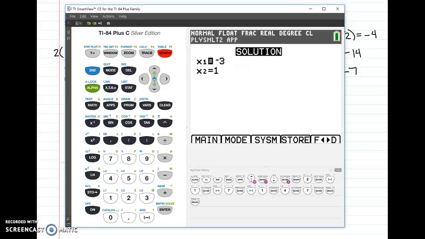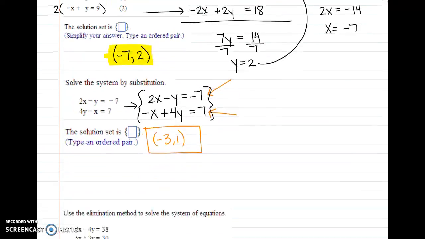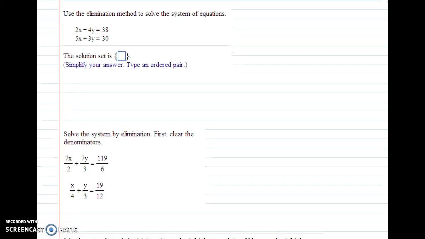And I hit solve and I get my solution. So my ordered pair answer then is -3, 1. So -3, 1 would be the answer that I would type in. Okay? The next one we can do exactly the same way, all right?